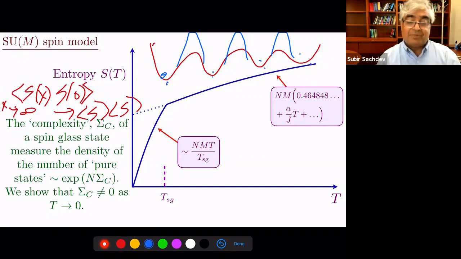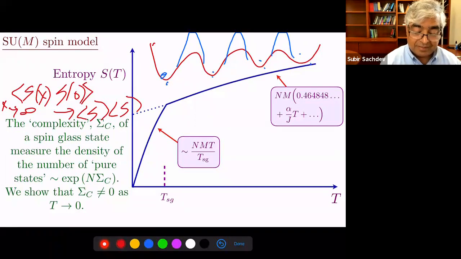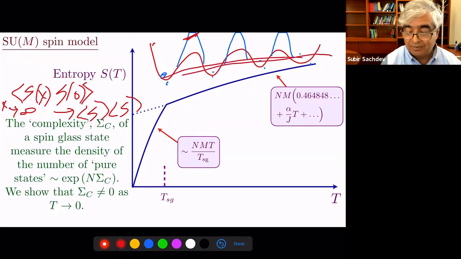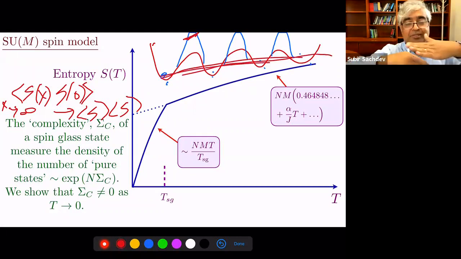On the other hand, in the SYK state, the physics is totally different. In the SYK state, these barriers don't go to infinity. You're exploring the whole thing. But the states are still exponentially close to each other because there are many different linear combinations.